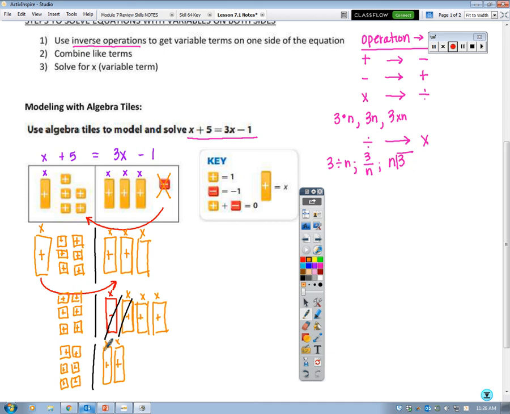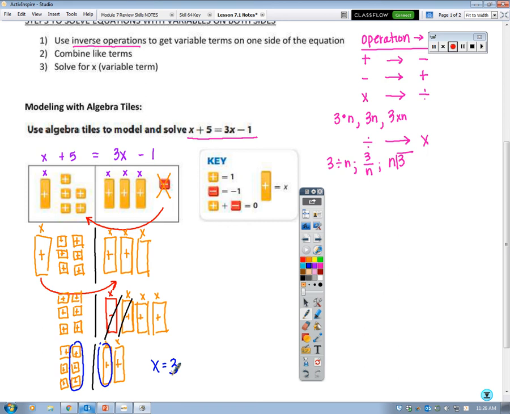So I'm going to divide them, right? I'm going to divide them up. Each x here would get 3 1s. So 1x gets 3, the other x gets 3. Each x gets 3, so x equals 3. And that's how you would solve that using Algebra Tiles.